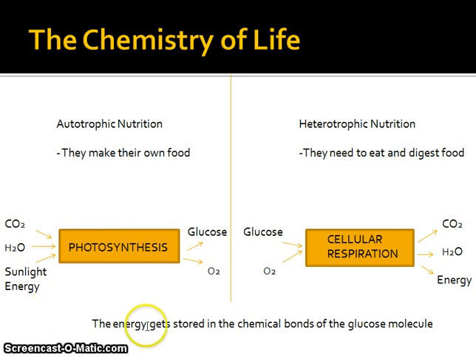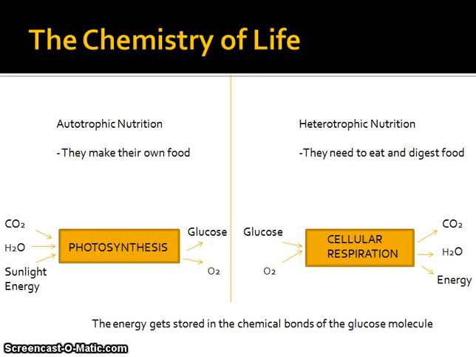I've diagrammed the two different types of nutrition down below here. This would be photosynthesis, which is how most autotrophs make their food, and the food is glucose. The energy that they capture from sunlight is stored in the chemical bonds of the glucose molecule. Then in cellular respiration, that energy gets released. Glucose and oxygen go into the cellular respiration equation. The glucose gets broken up into carbon dioxide and water, and energy is released from all those bonds.